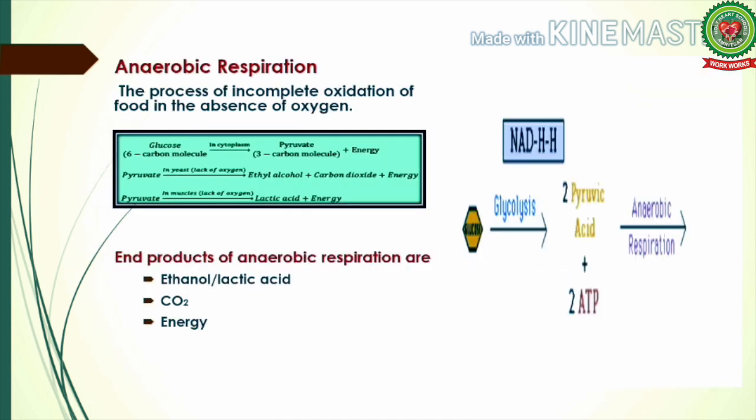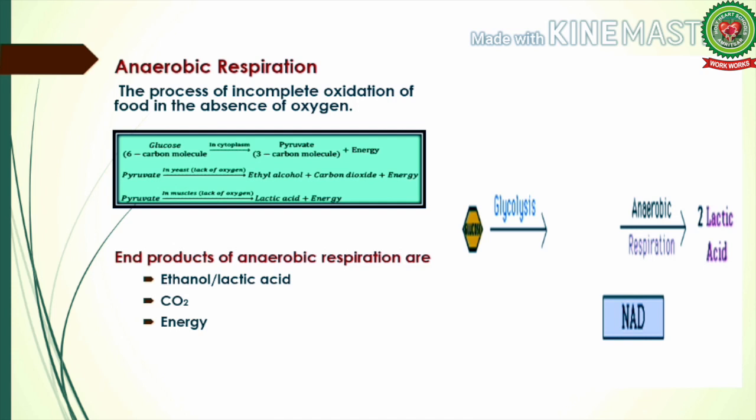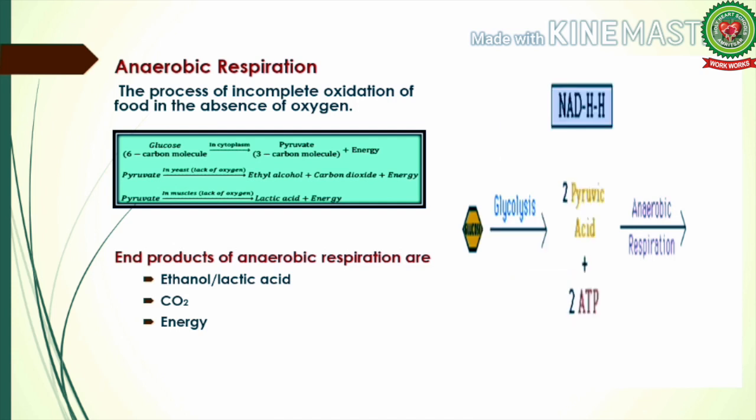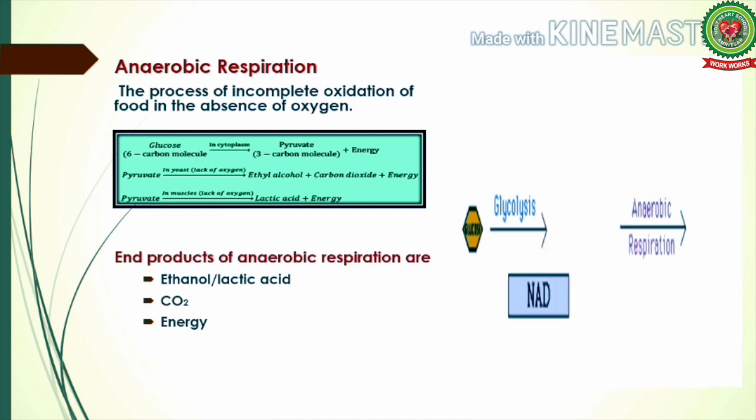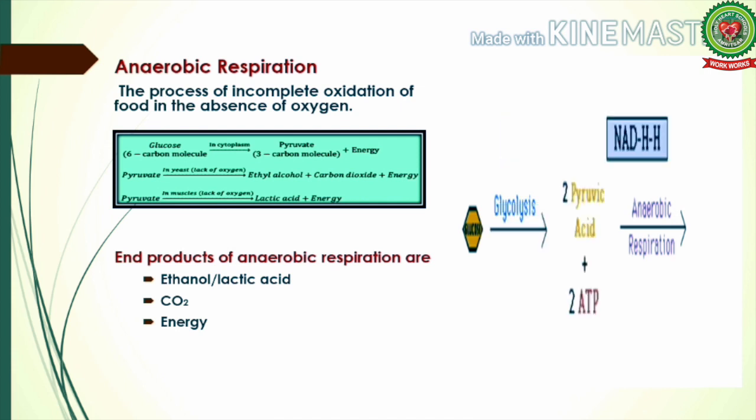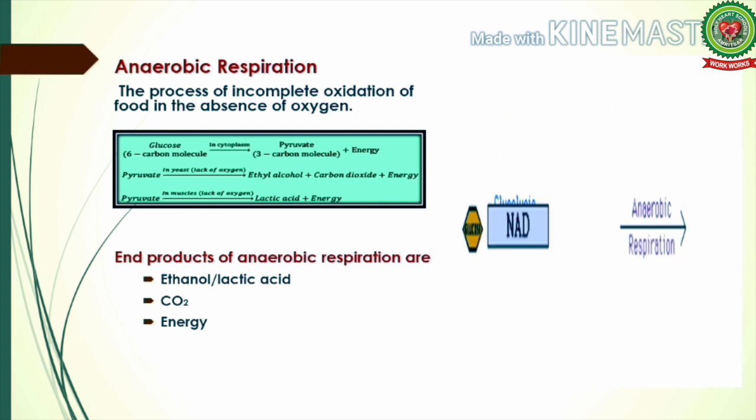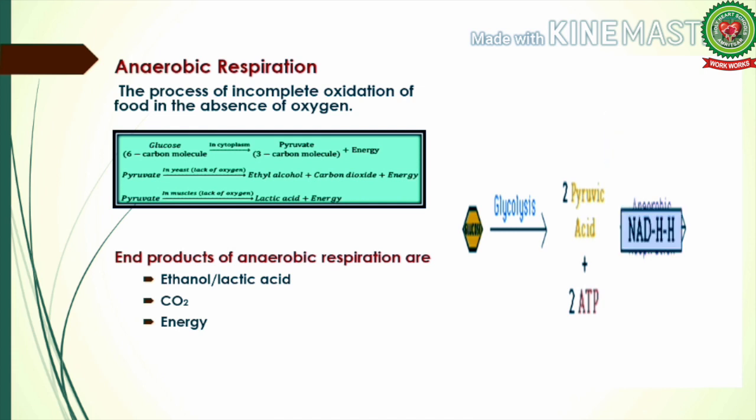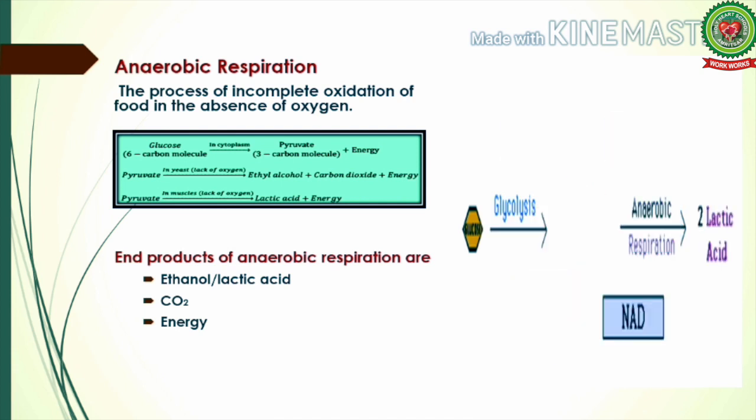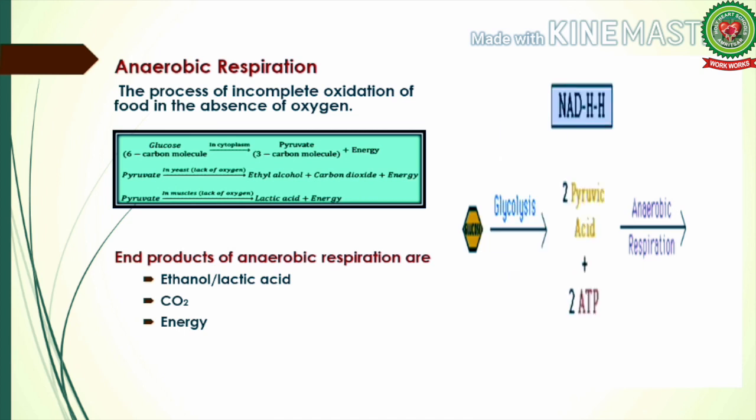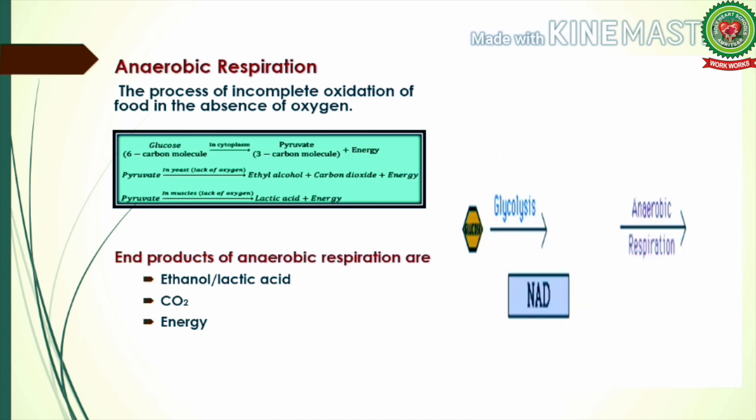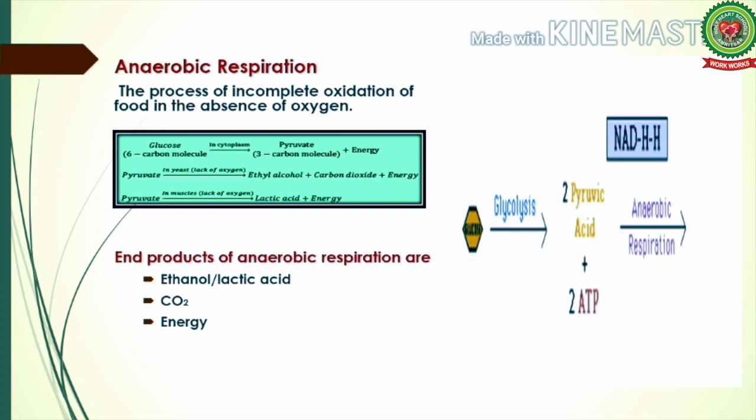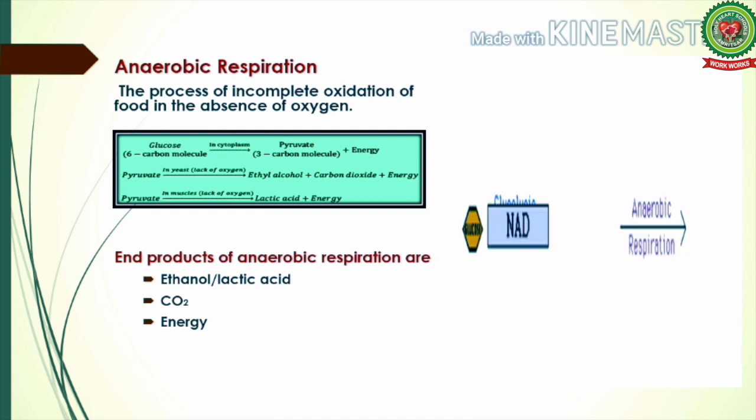What is anaerobic respiration? Anaerobic respiration is the process of incomplete oxidation of food in the absence of oxygen. Pyruvate formed during breakdown of glucose forms ethyl alcohol, carbon dioxide, and energy in yeast cells, whereas in muscles it forms lactic acid. And products of anaerobic respiration are ethanol or lactic acid, carbon dioxide, and energy.